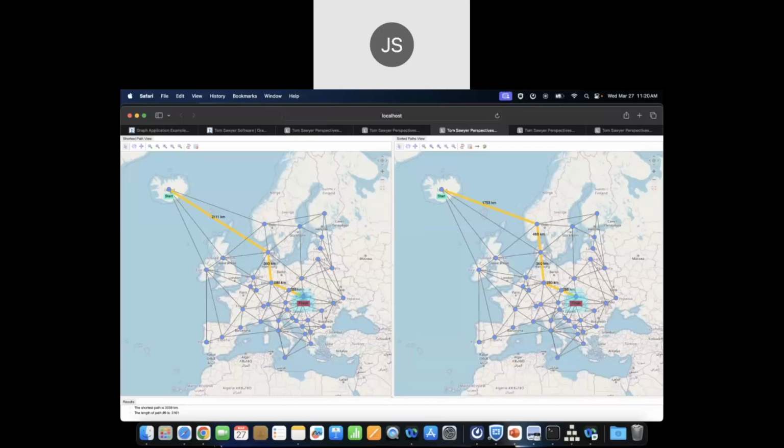So in review of this example, we applied both shortest path and sorted path analyses in order to find multiple good alternatives for logistics planning.